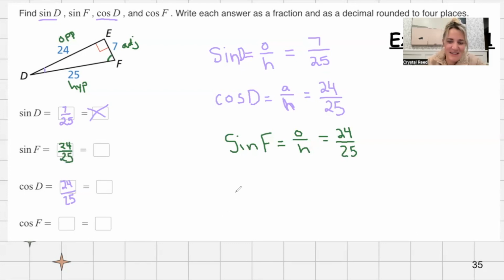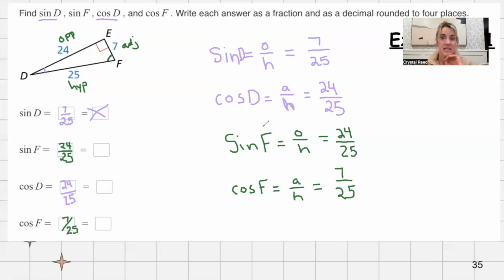And then last but not least, the cosine of F, cosine of angle F. Cosine is adjacent over hypotenuse. So adjacent is 7. And hypotenuse was 25. Again, notice that's the same as the sine of D. And then to find those decimals, if you need to, just put those in your calculator. It's just setting it up. We haven't solved any yet. We're just setting up our equations when we do get to solving these. So let's go ahead and do another example.